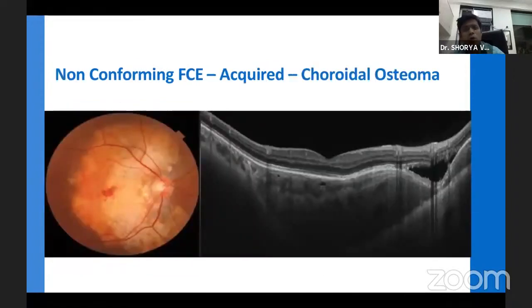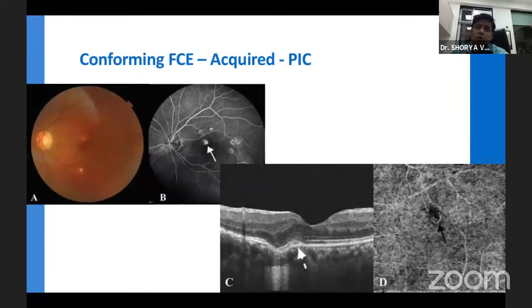So going on to acquired pathologies, this is a case that we published, choroidal osteoma, and we can see that as the evolution of osteoma goes on, there is deossification of the osteoma that might lead to cavities that are made in the choroid, and this is a form of an acquired, non-conforming focal choroidal excavation. Then it can also be associated with inflammatory conditions like punctate inner choroidopathy.